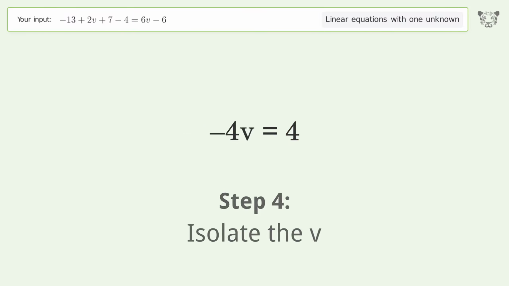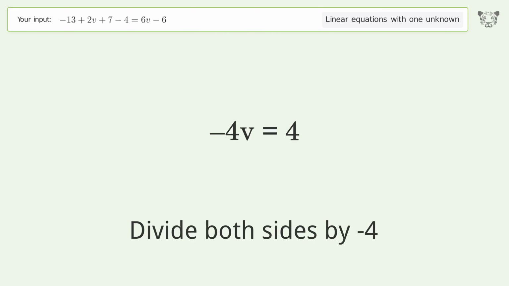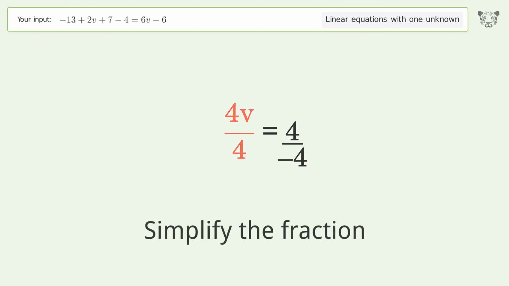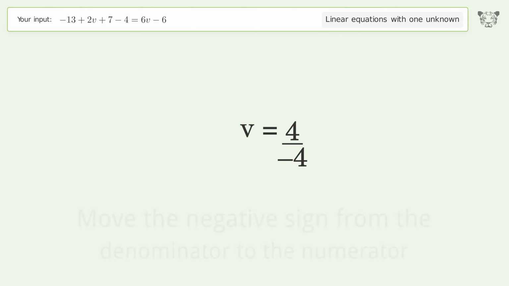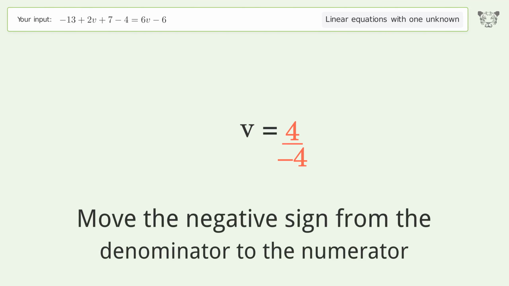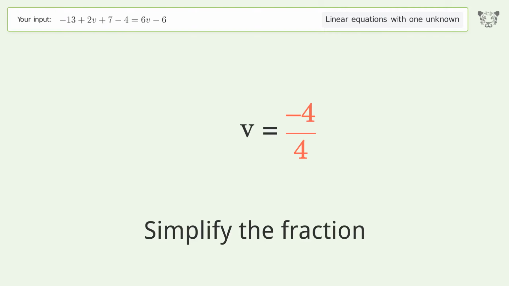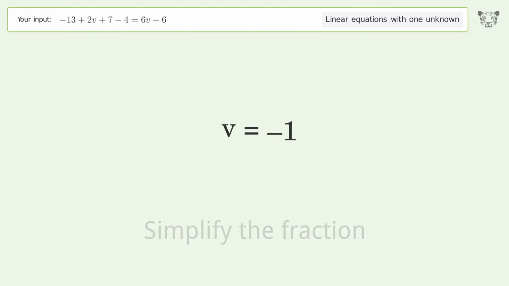Isolate the v. Divide both sides by -4. Cancel out the negatives. Simplify the fraction. Move the negative sign from the denominator to the numerator. Simplify the fraction. And so the final result is v equals -1.